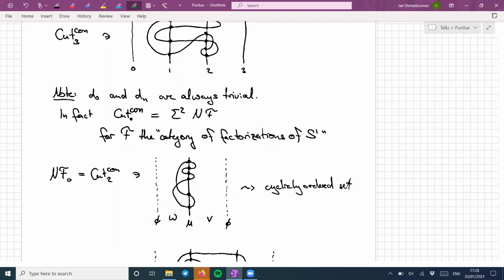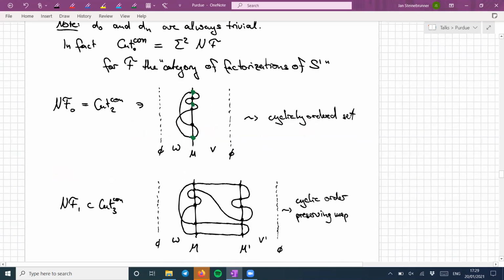How do you extract that? Well, these things are oriented. I'm just going to mark the positively oriented points. So there's 3 positively oriented points, and these 3 points live on the circle. So I have an induced cyclic ordering. So a set of 3 elements here is cyclically ordered. Okay.